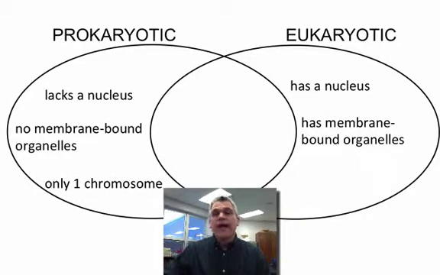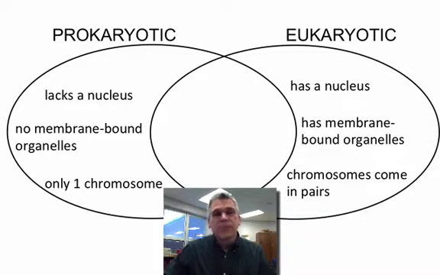Prokaryotic cells only have one chromosome, and although we can't say that there's a specific number of chromosomes in eukaryotic cells, at least in sexually reproducing cells, we know that they come in pairs, so there's going to be an even number of chromosomes. How are they alike?